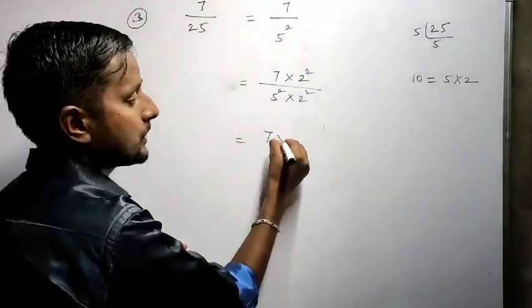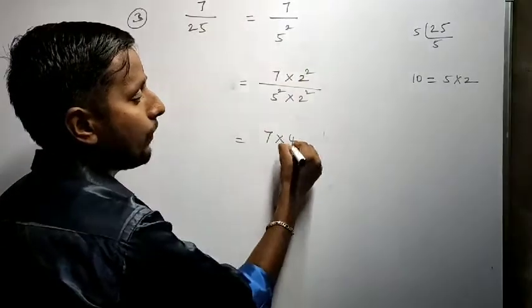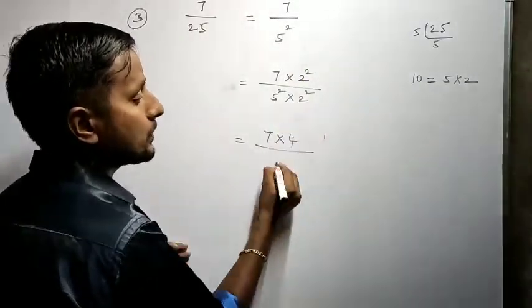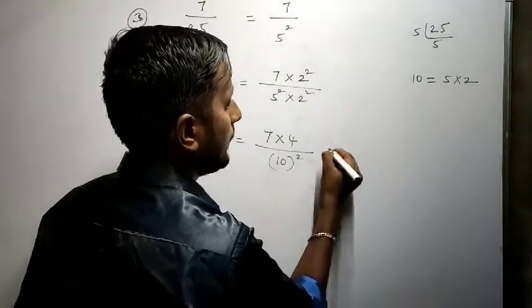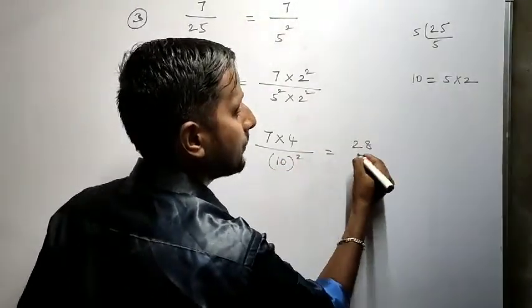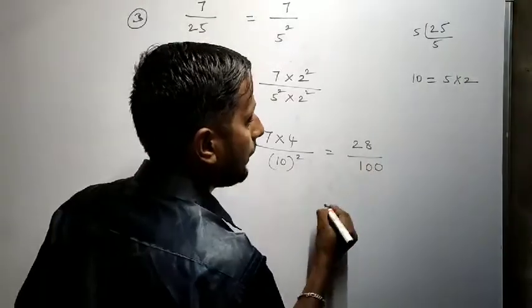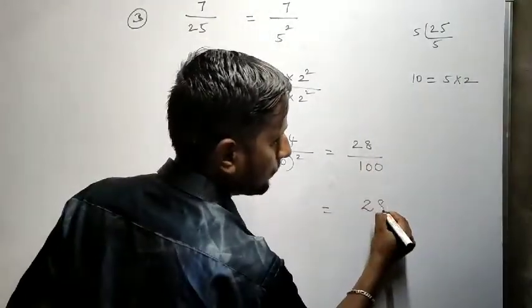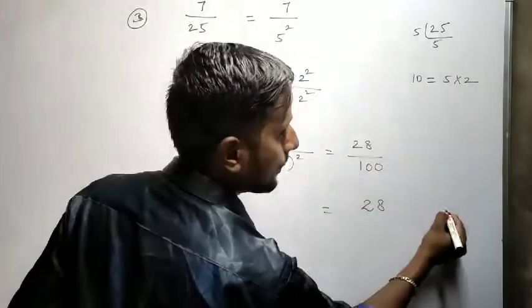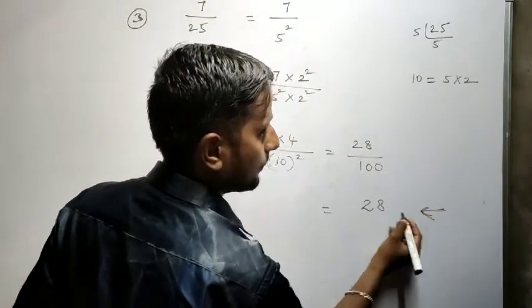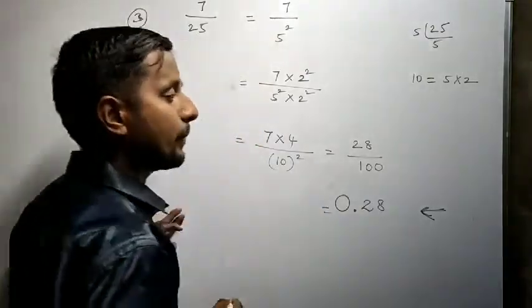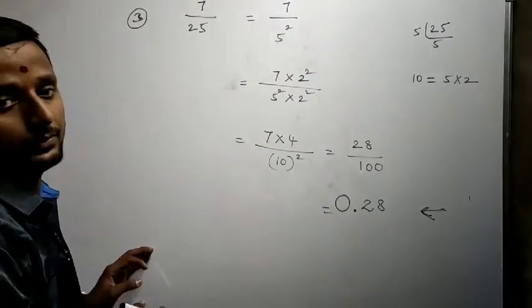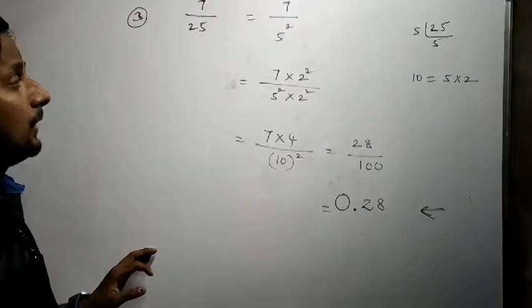Next step, 7 into 2 square is nothing but 28, by 5 2s are 10 only, no? Yeah, 10 whole square. Then 7 4s are 28, and 10 square is nothing but 100. What should I say then? 28 as it is. From right, 1, 2, yeah, here the decimal. Answer 0.28. Correct? Right?